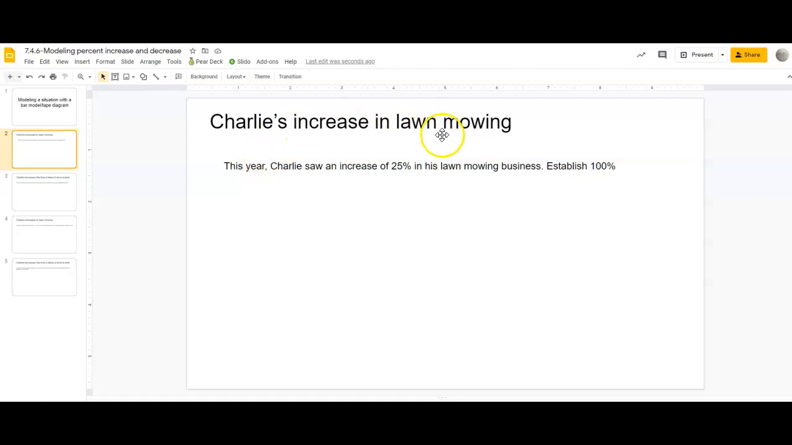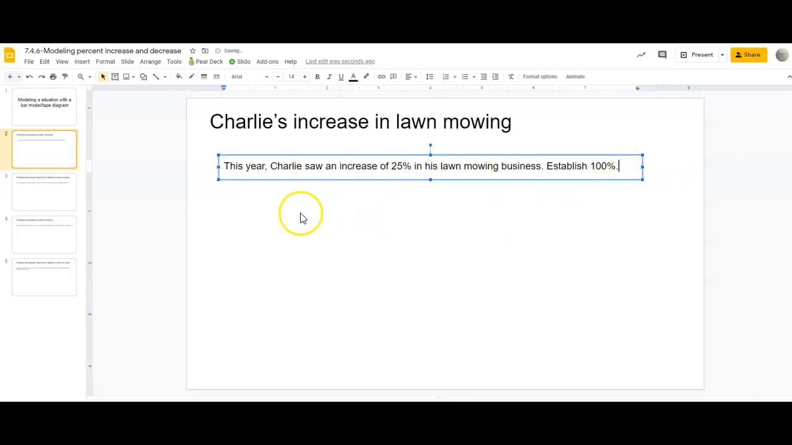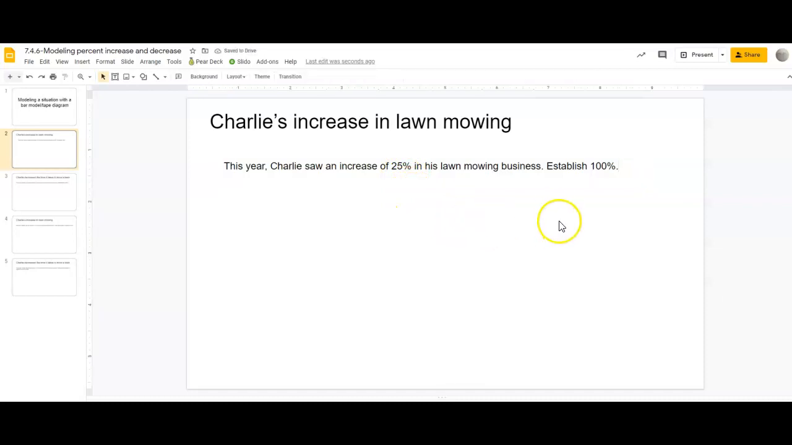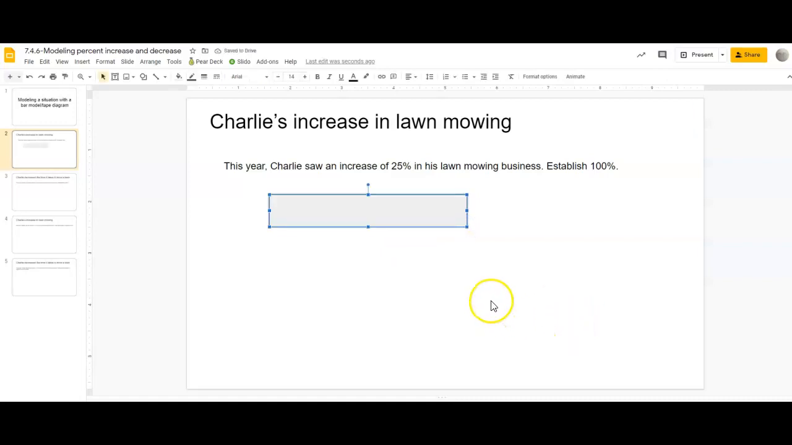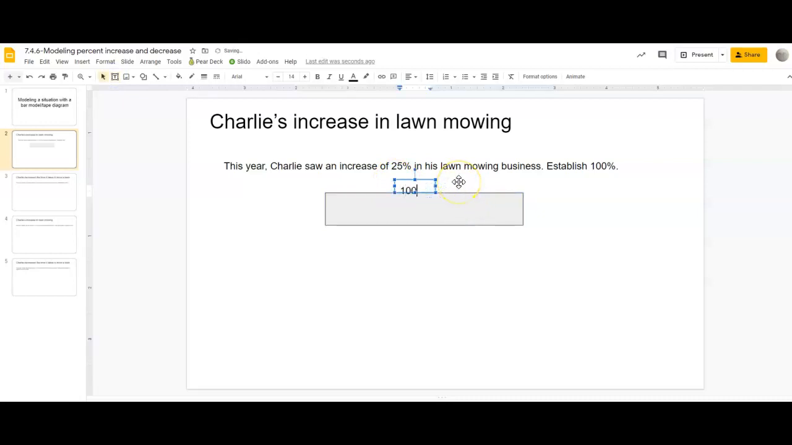The first situation here is Charlie is increasing the number of lawns he's mowing. So this year, Charlie saw an increase of 25% in his lawn mowing business, right? So we're going to model this first. The first thing I'm going to do is set this up with a tape diagram. So I'm going to set this rectangle here, okay? And I'm going to say that this is my 100%. To do that, I'm going to use a little text box here, and I'm going to put 100%. Now I've established that this is my 100% and that that's how much this bar represents.